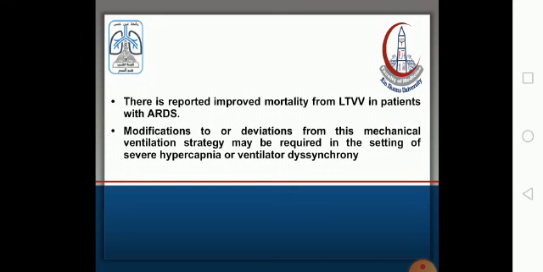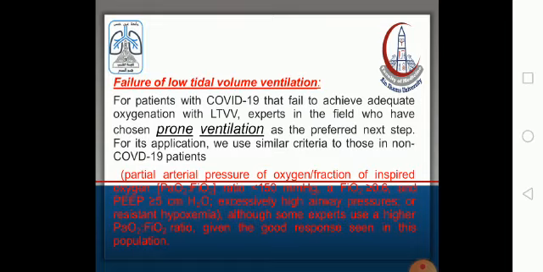There is improved mortality from low tidal volume ventilation in patients with ARDS. Modifications to or deviation from this mechanical ventilation strategy may be required in the setting of severe hypercapnia or ventilator dyssynchrony. With failure of low tidal volume ventilation, shifting the patient to prone ventilation is the preferred next step to improve ventilation perfusion mismatch.